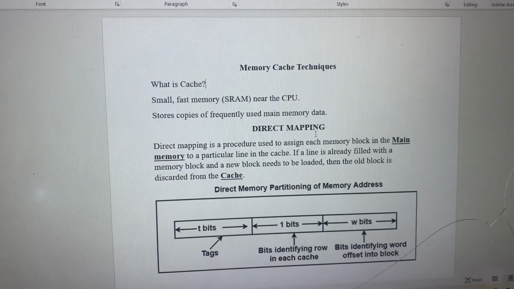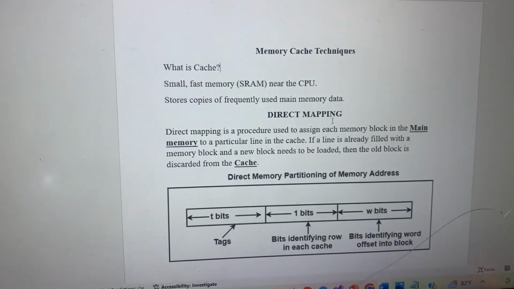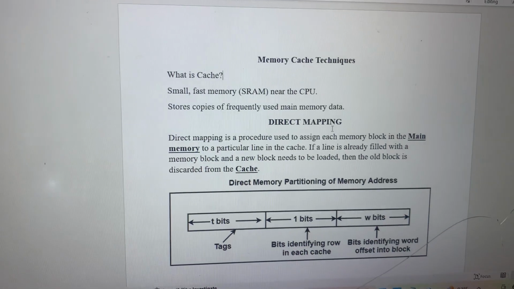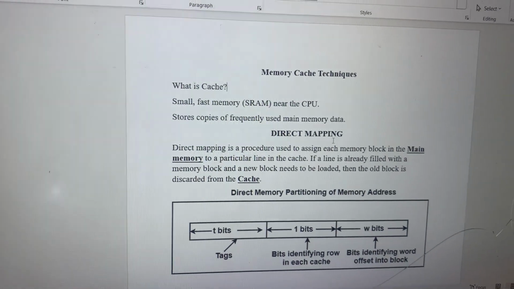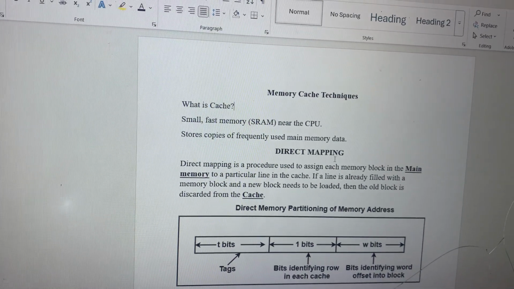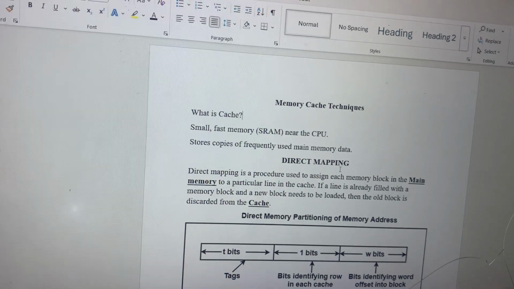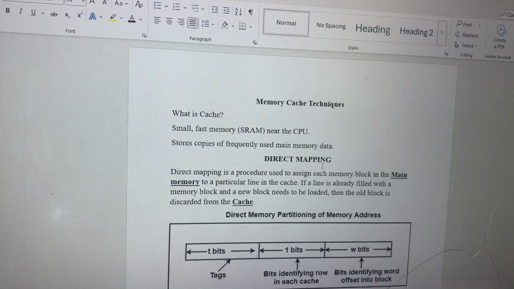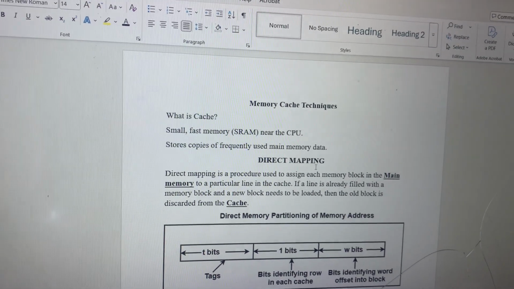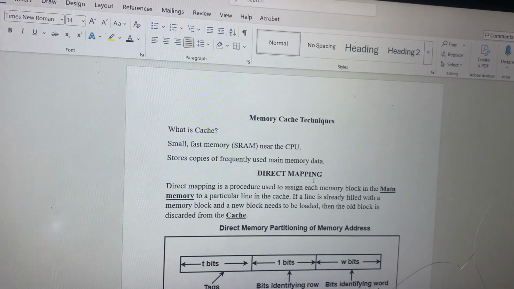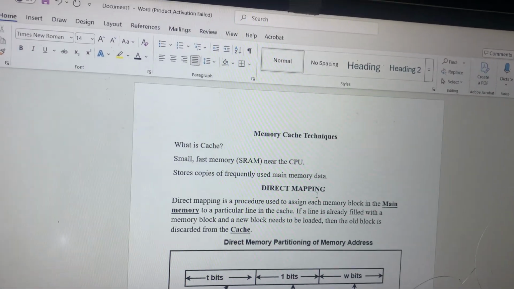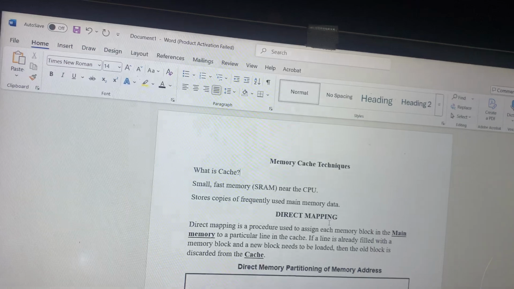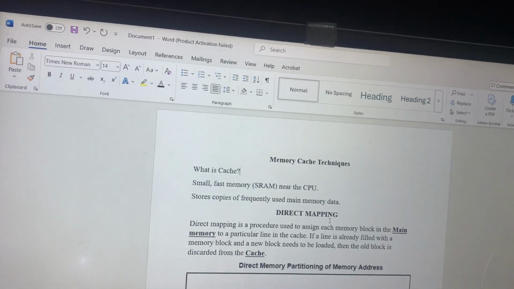Today, we are looking at memory cache techniques. What is a cache? A cache is a small, very fast memory, normally known as SRAM, near the CPU, which stores copies of frequently used main memory data. So in simple terms, it's a storage place for frequently used instructions required by the CPU.